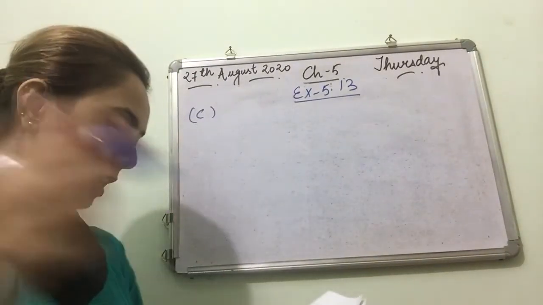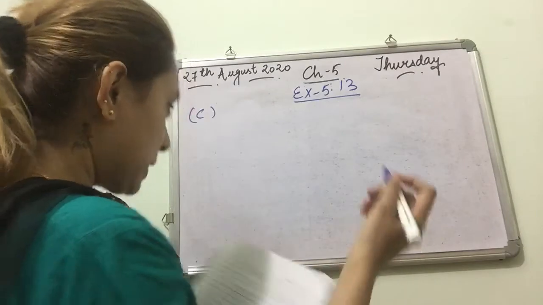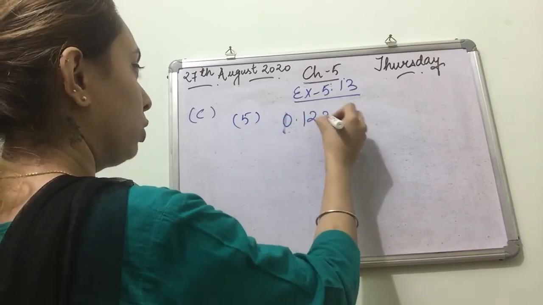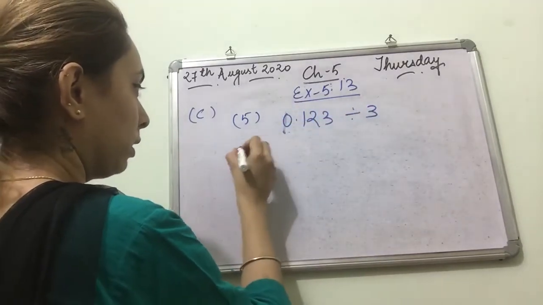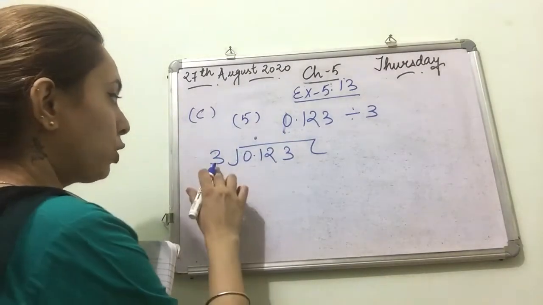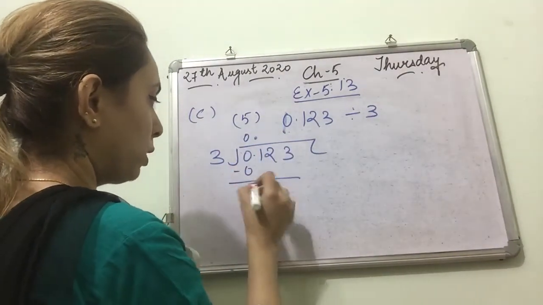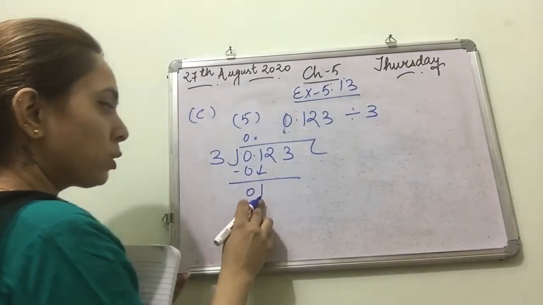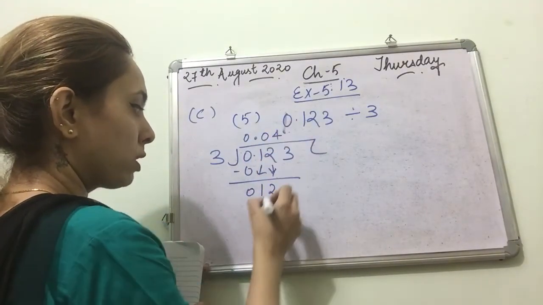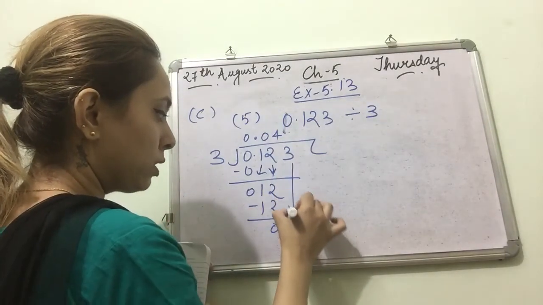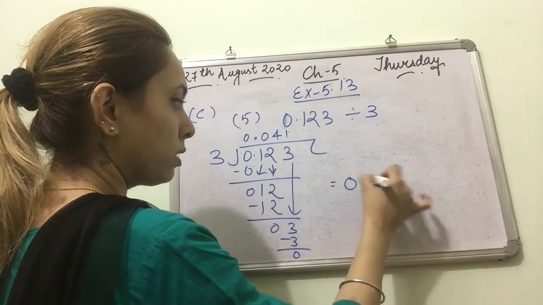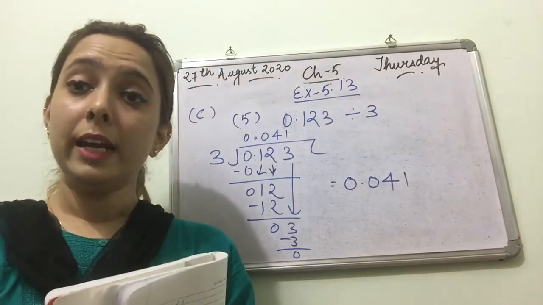Now, the last question which I want to explain is sum number 5. 0.123 divided by 3. 3 zeros are 0, 0. We will get this 1 down. This 1 is smaller than 3. We will put a 0 here to get this 2 down. 3 4s are 12, 0, get this 3 down. 3 1s are 3. Our answer is 0.041.